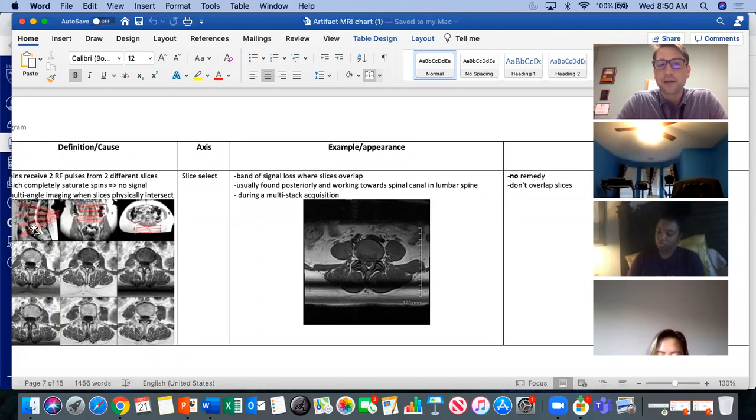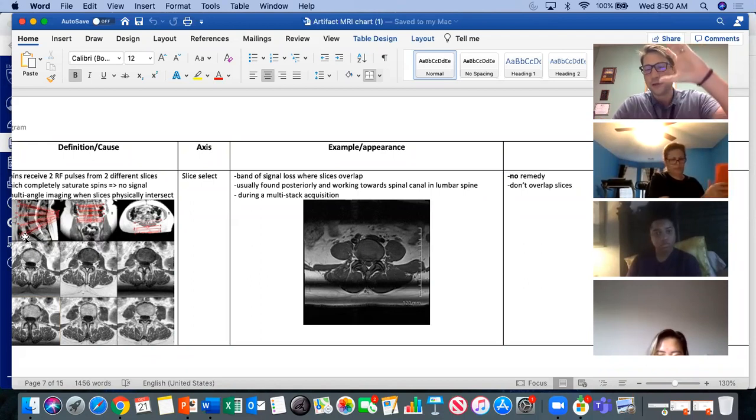And some technologists, what they do is that L5-S1 joint space is usually the most lordotic in terms of how that disc space is aligned. So sometimes they'll do a stack through 1 through 4, and then they'll just do a separate scan just through that L5-S1 joint space too. So that's another way that you could remedy that.